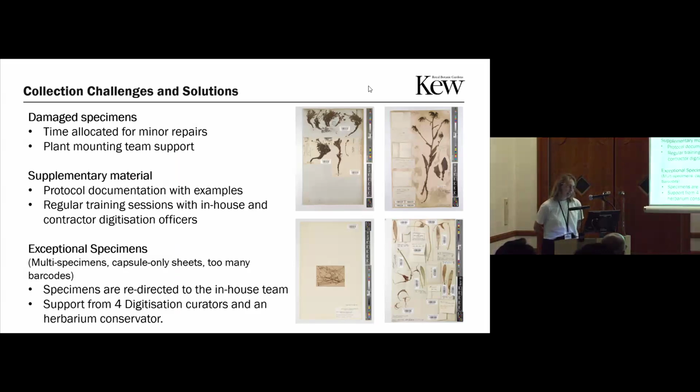So in terms of collection challenges and solutions, this was a bit of an unknown beast until we actually started digitizing. We came across quite a few damaged specimens and supplementary materials, such as letters and illustrations, which are very much part of the herbarium collection and needed digitizing as we moved through. But also the exceptional specimens. We have multi-specimens throughout the collection, capsule-only sheets where the plant material is in a capsule and you would want to see that, but also where maybe too many barcodes have been applied to the sheet and one needs to be removed.